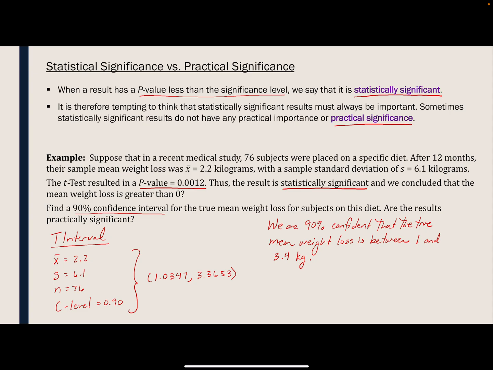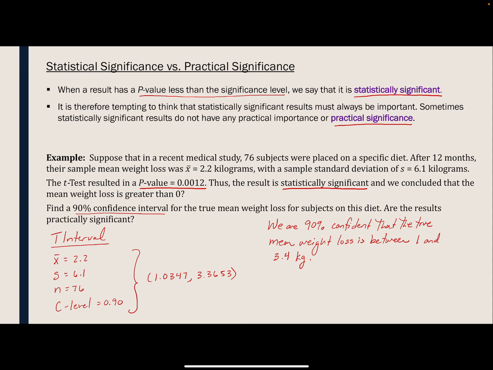So I would say that there's no ad campaign for a diet that's going to say, you can lose anywhere between 2 and 7 pounds, right? They don't say that. They say, you're going to lose 20 pounds, you're going to lose 30 pounds. So I would say that this is not practically significant because this isn't a significant amount of weight loss.